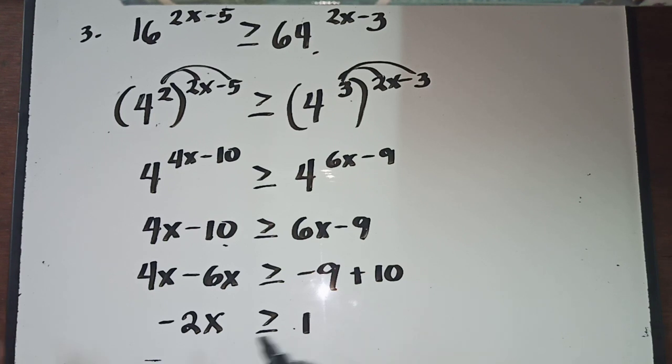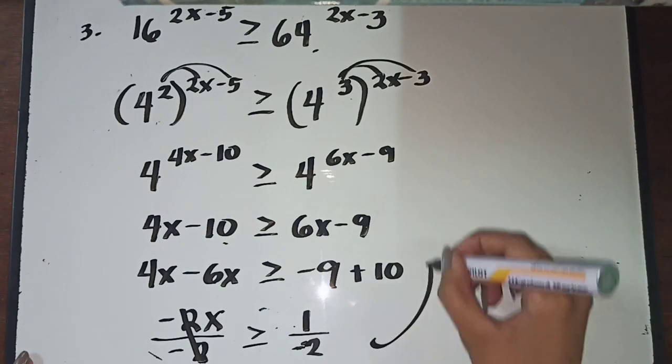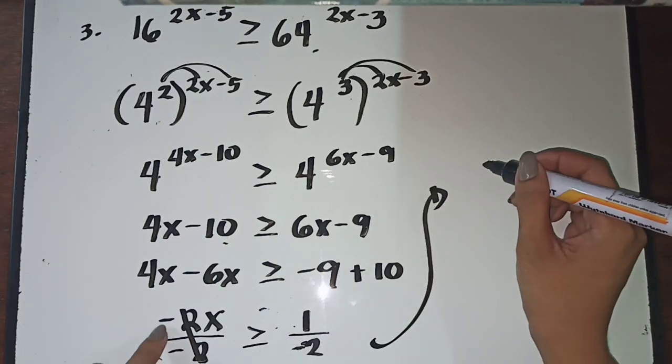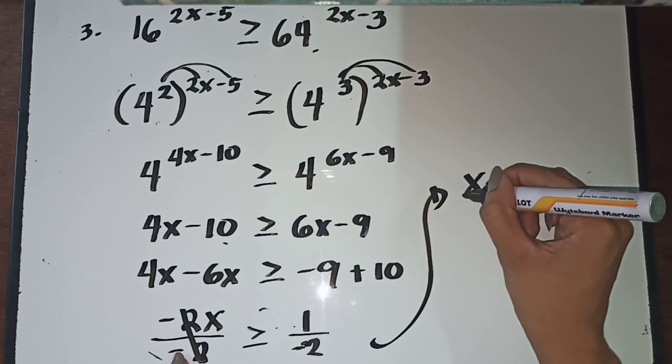Okay, so next, x lang yung kailangan ko. So, I need to eliminate this negative 2. Paano ko tatanggalin si negative 2? Divide both sides by negative 2. Again, divide both sides by negative 2. Okay? Okay, so next. Cancel. So, we have negative 2x over negative 2. Ang natira na lang ay x.